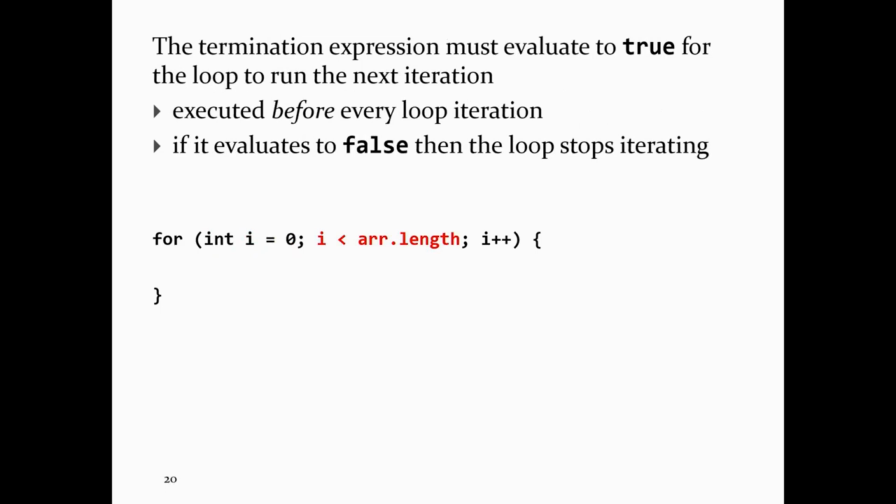The second part is the termination condition. Before the loop body runs, the loop checks this condition. If this condition is true, then the loop body will run. If the condition is false, then the loop exits and you end up down here, after the for loop. So every time before the loop runs, that condition gets checked.